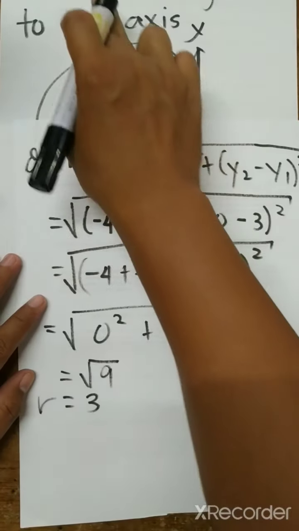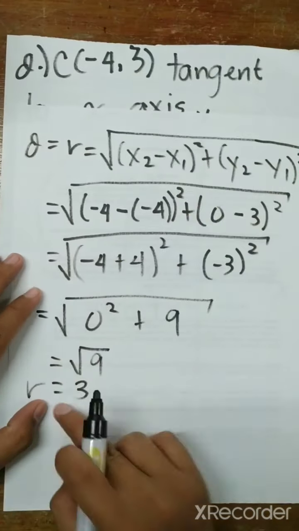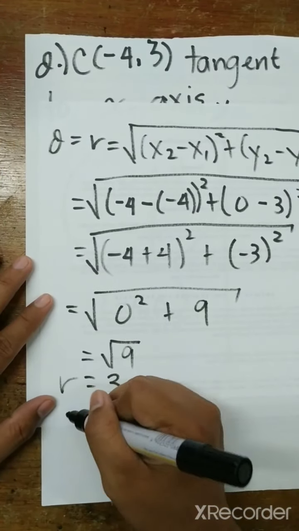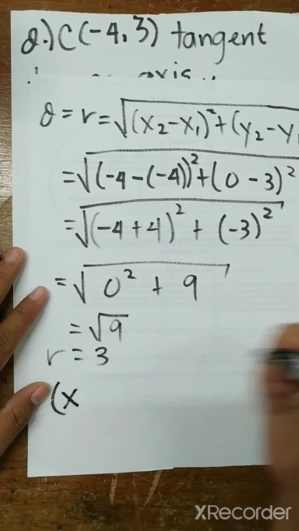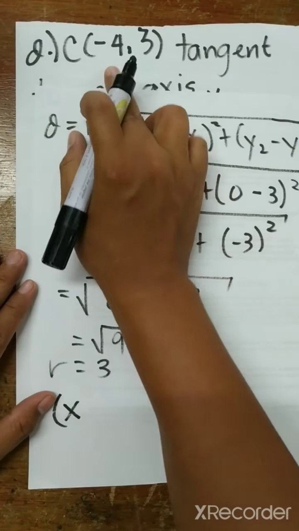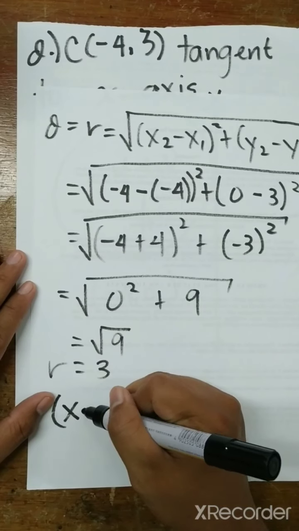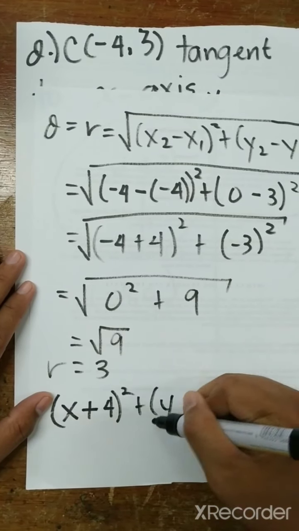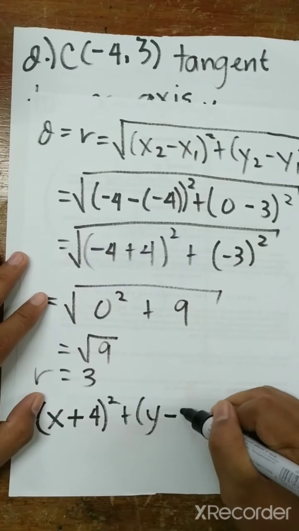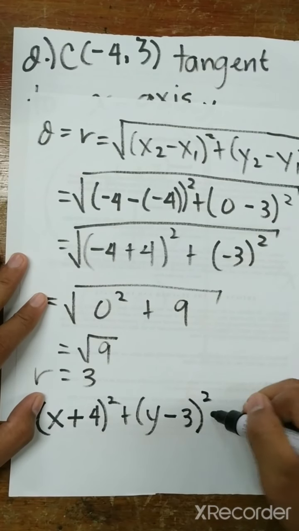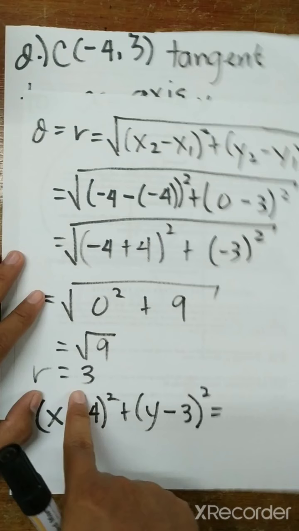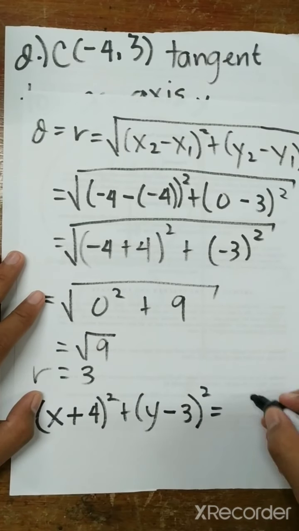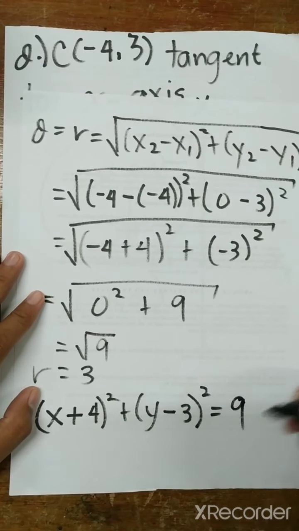Now, given our center, which is (-4, 3), and our radius is 3, it is now very easy. So x minus h, our h is negative 4. So negative times negative will give us positive. Plus (y minus k), our k is 3, squared equals r squared. So we have our r as 3 and its square is 9.